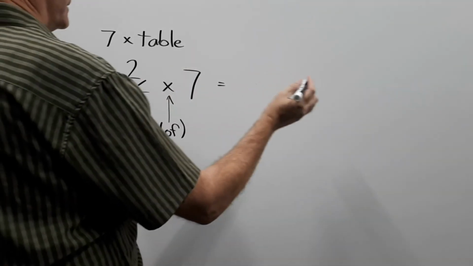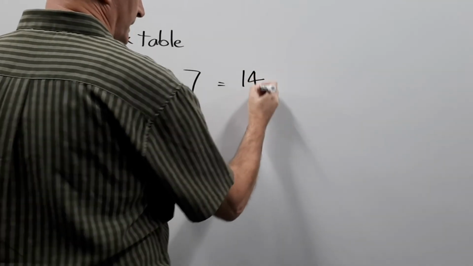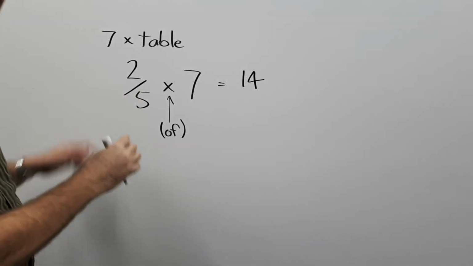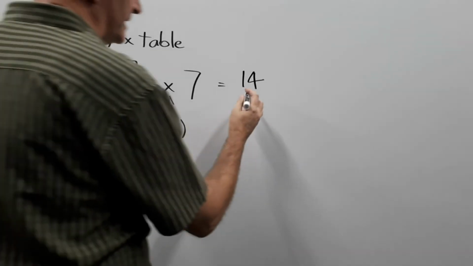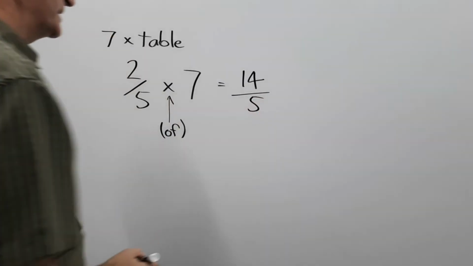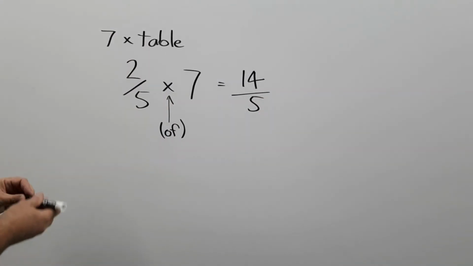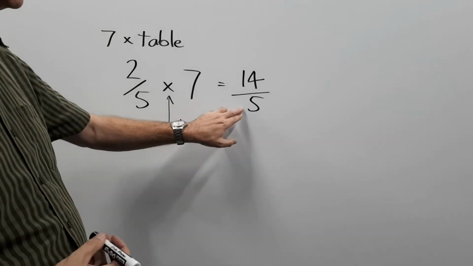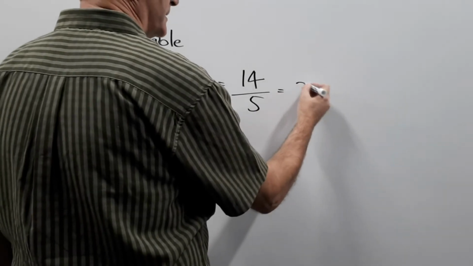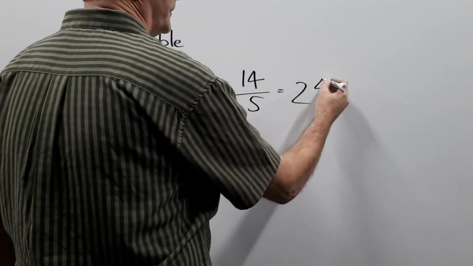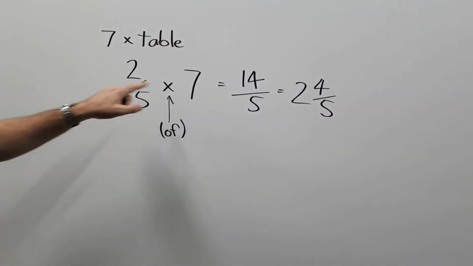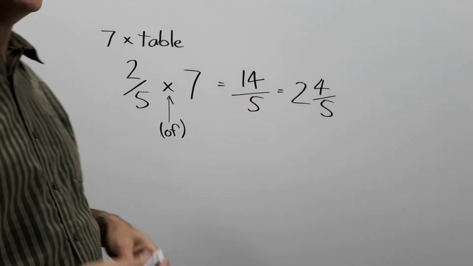2 7s is 14, we know that, and we don't multiply that because that's showing us how many times the thing that we're talking about has been chopped up. So we end up with this improper fraction, 14/5. And then all we have to do is say, well, how many times does 5 fit into 14? Well, it fits in 2 times with 4 left over. So 2/5 of 7 is 2 4/5.